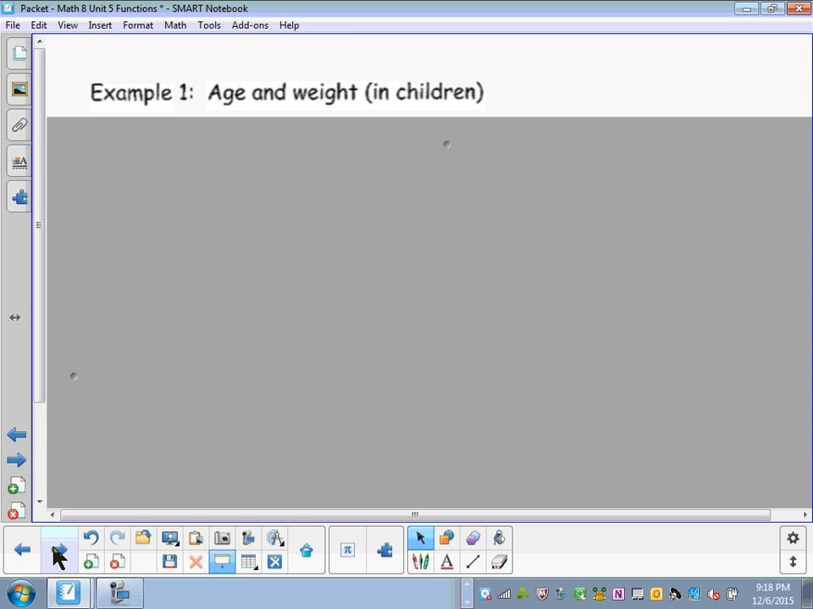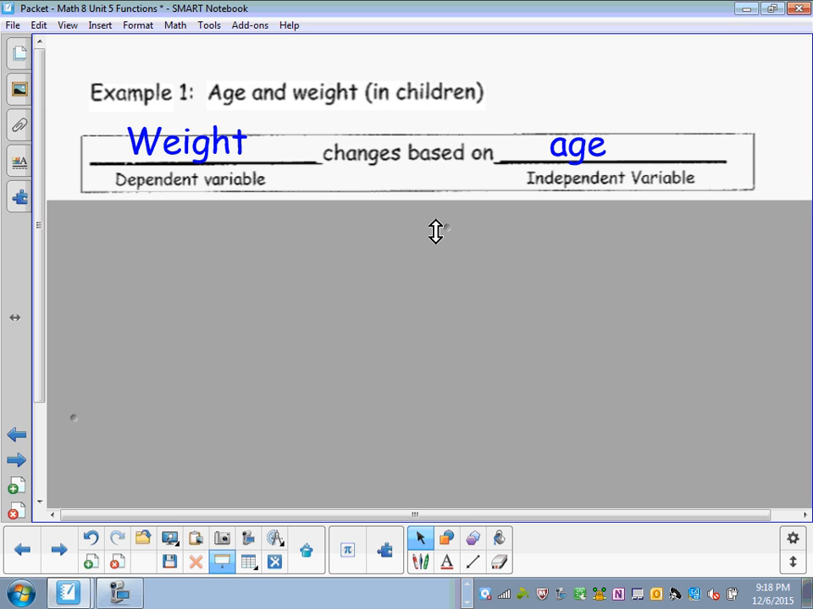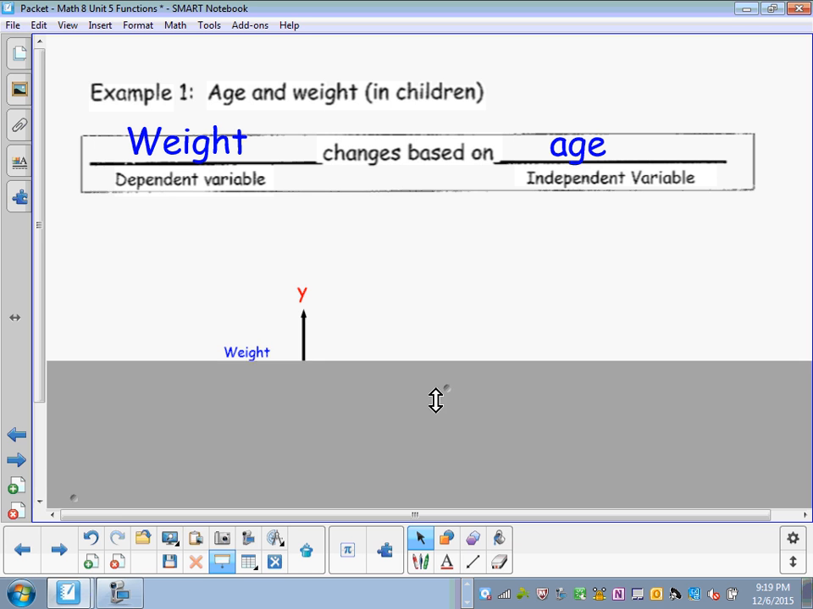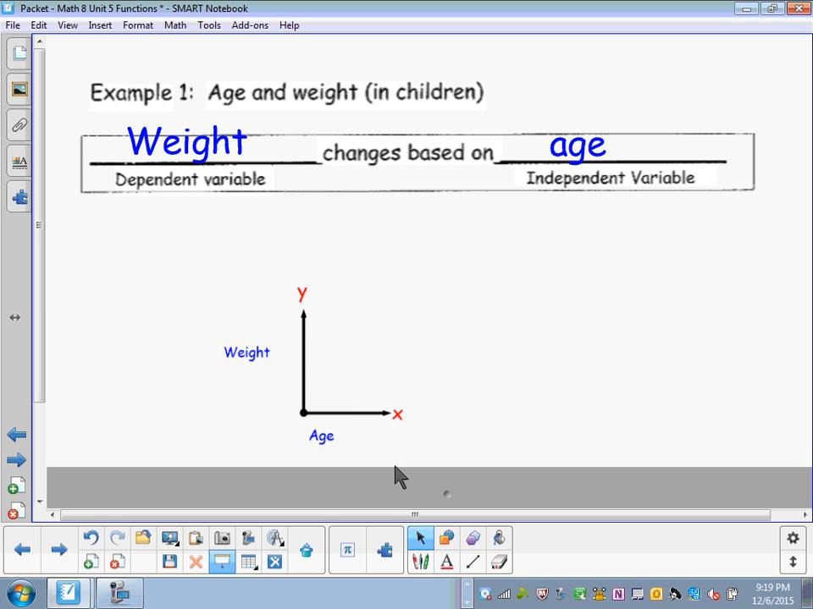Example 1, age and weight in children. Well, the age is the independent variable. The weight of a child depends upon its age. So the weight changes based on age. And if I were to visualize that, here we have on the x-axis the age, and on the y-axis the weight. The weight depends on the child's age.